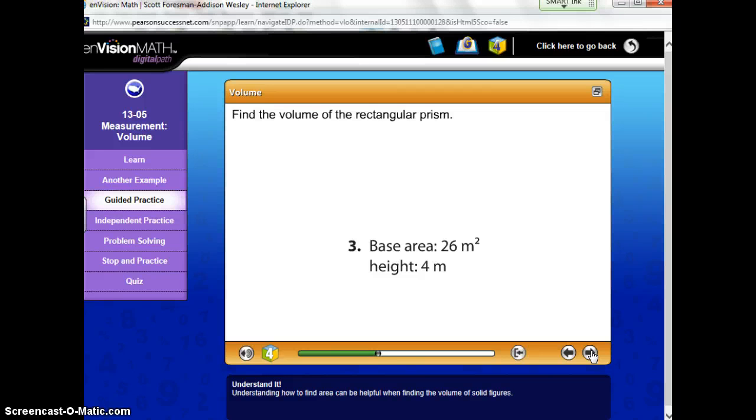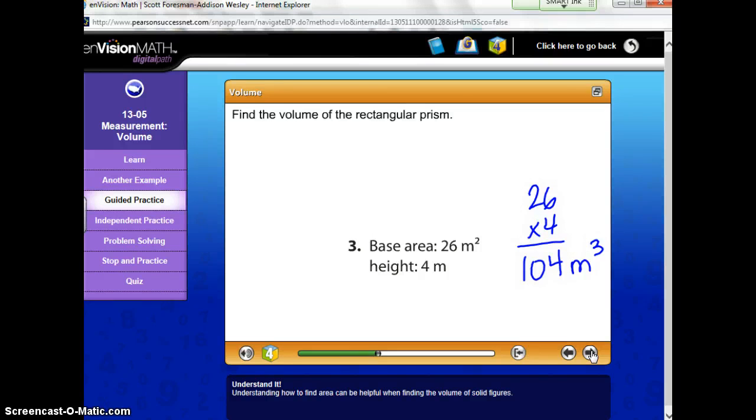Cole, tell me what you did. I multiplied 26 times 4. And got? 104. 104 what? Meters cubed. Because here's 2 here and 1 there.